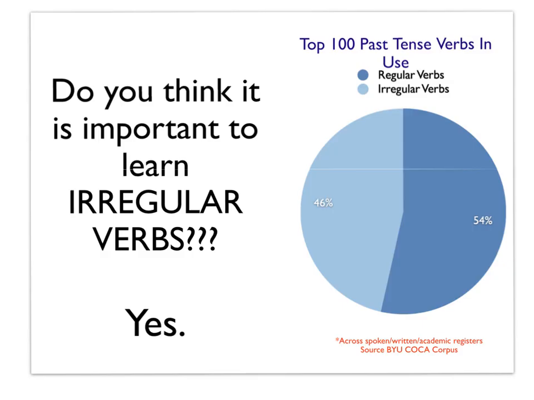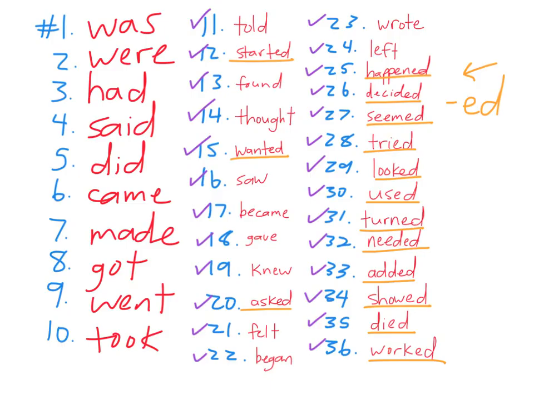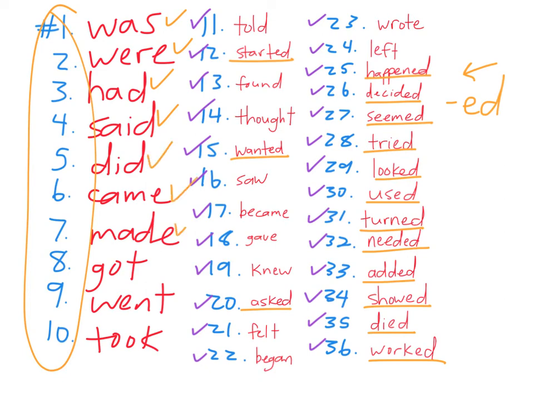So, do you think it's important to memorize irregular verbs? Yes, of course, because out of the top 100 past tense verbs in use, about 54% are regular and 46% are irregular. And if we look at the top 10, they are all irregular. So are irregular verbs important? Yes.